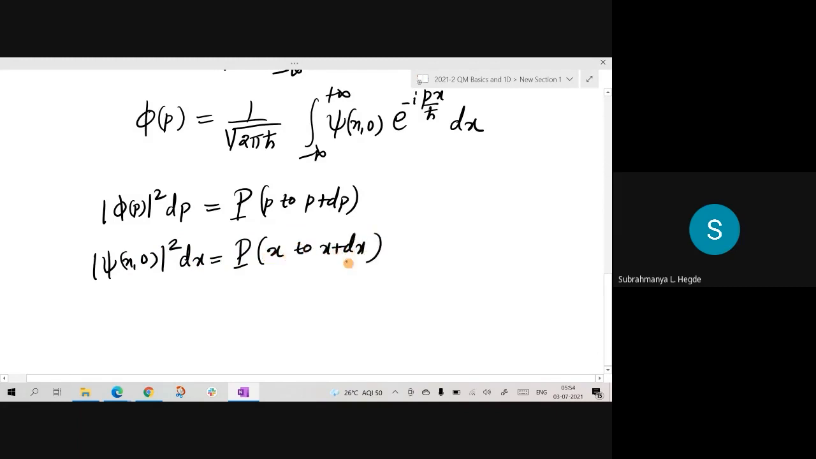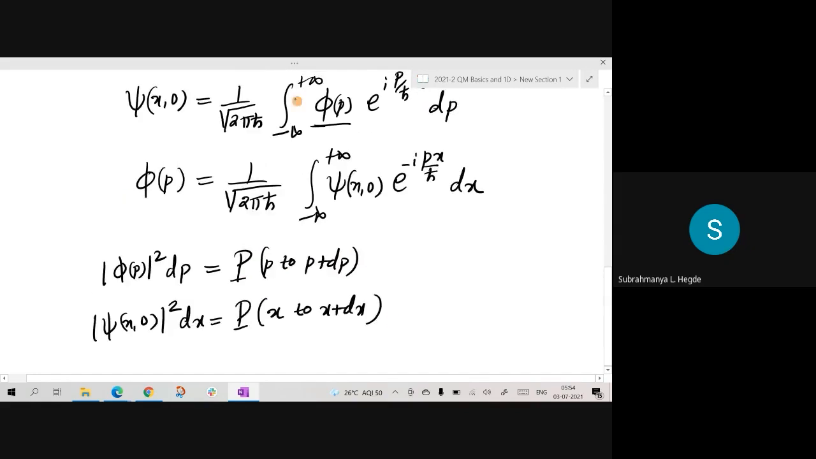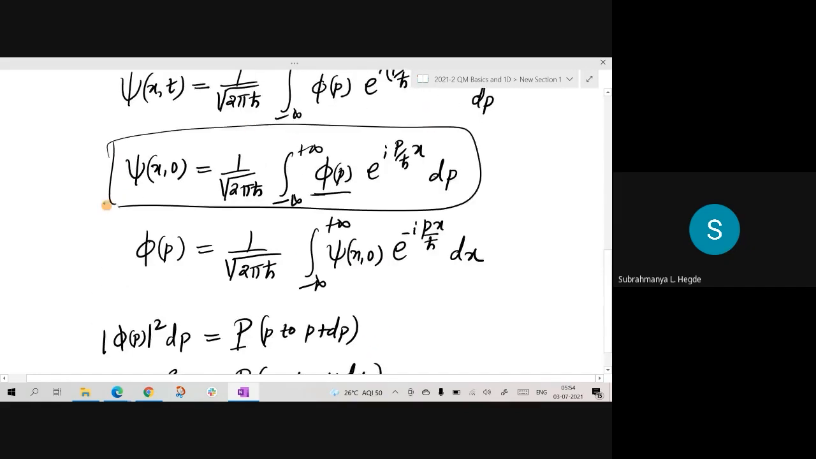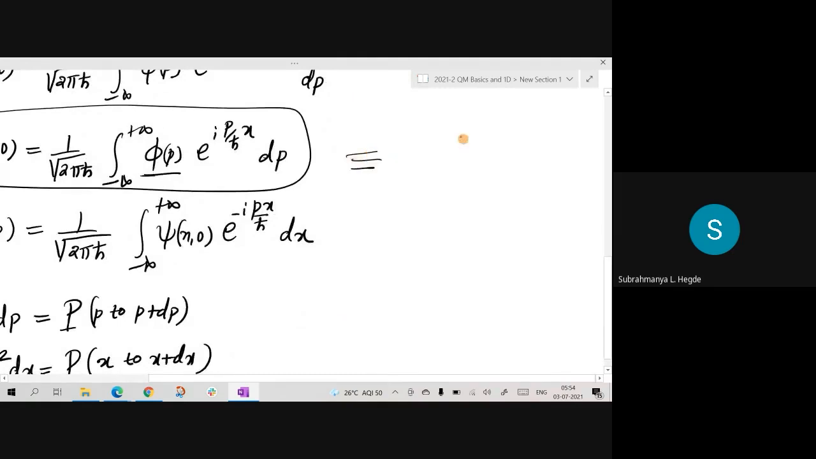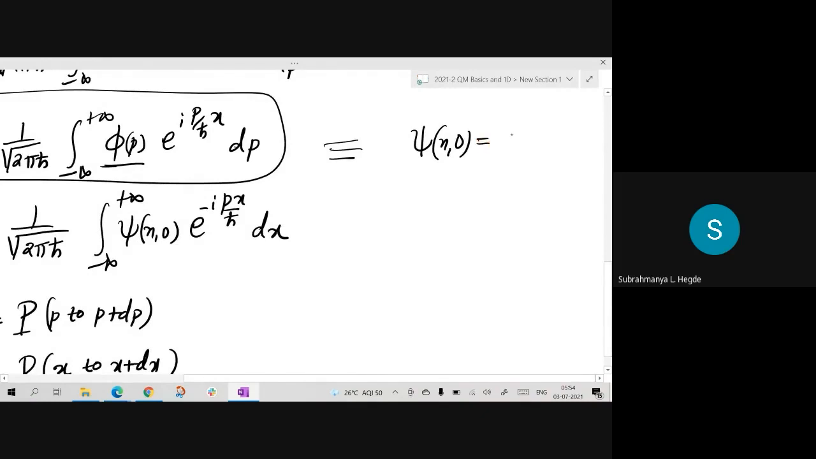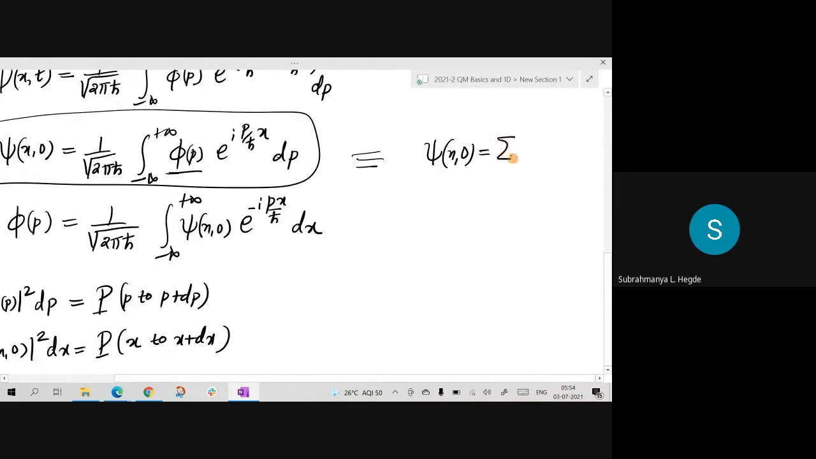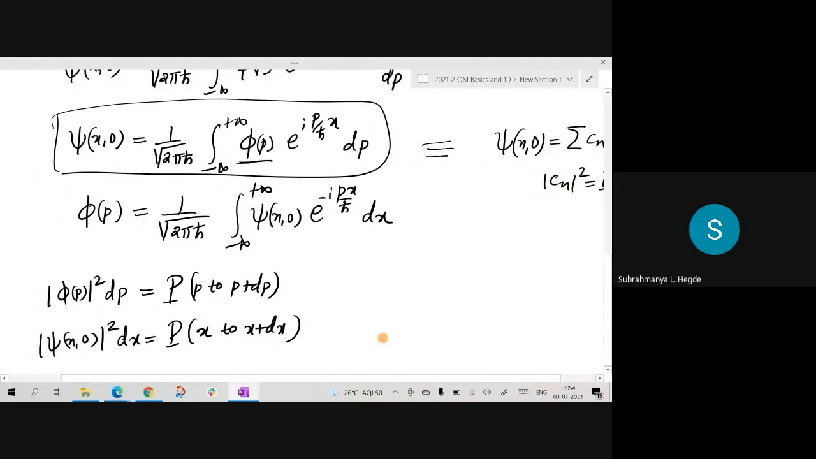Similarly, compare this coefficient mod square with psi of x comma 0 equal to summation over cn into psi n, where mod cn square is the probability of getting En, in a very similar manner. See this as a linear combination, but it's a continuous function, so you should put dp here.